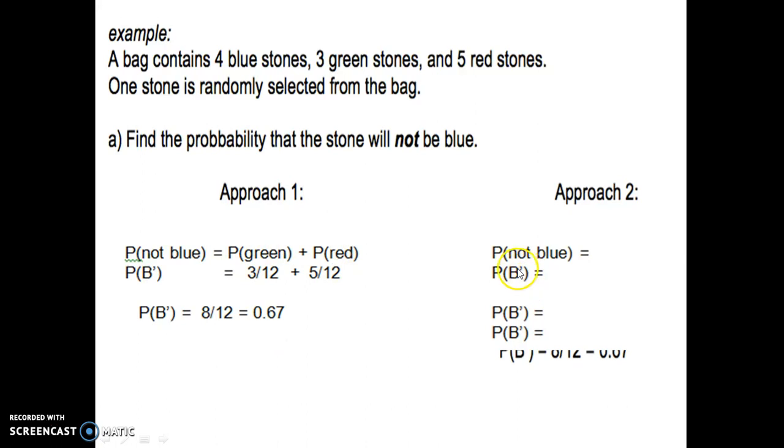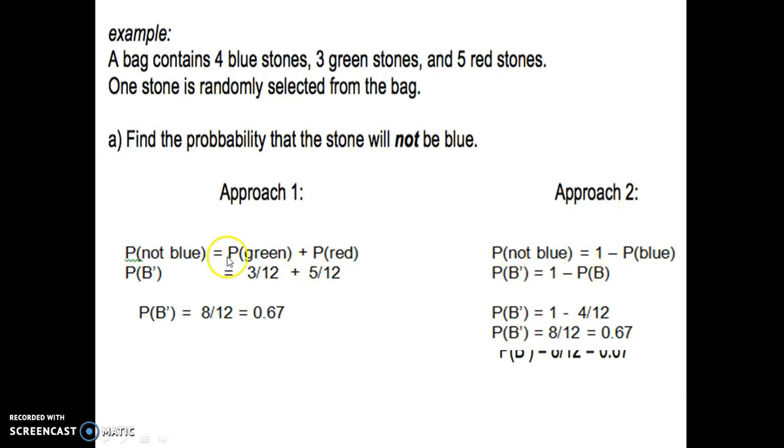Now, there's another way to approach this. The probability of not getting a blue can also be written in that formula we just saw for the complement. So the probability of not getting a blue is the same as saying 1 minus the probability of getting a blue. The probability of getting a blue one is 4 out of 12. So the probability of not getting blue is 1 minus that chance, and that means 8 out of 12. And 8 out of 12 matches our answer here. So that's the 2 ways to approach that problem.